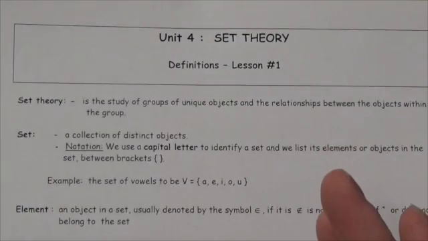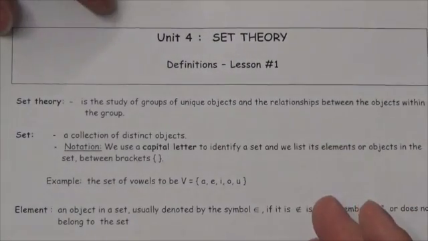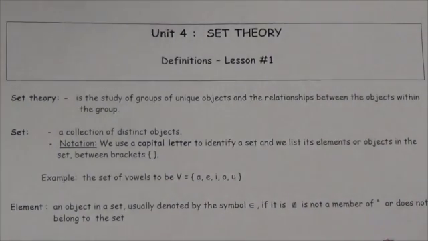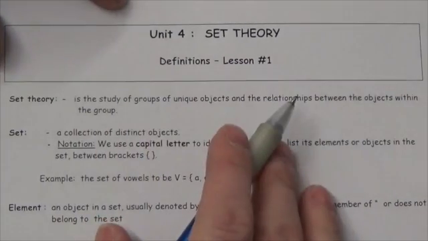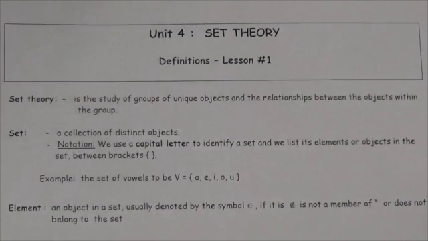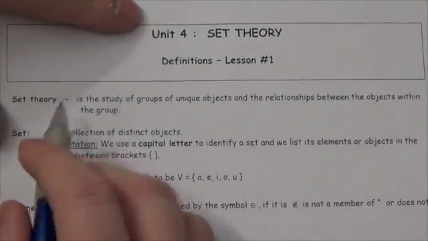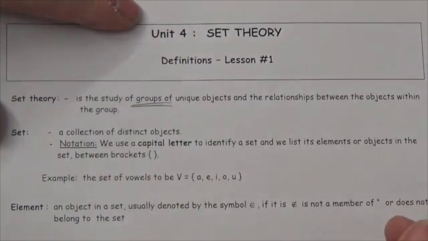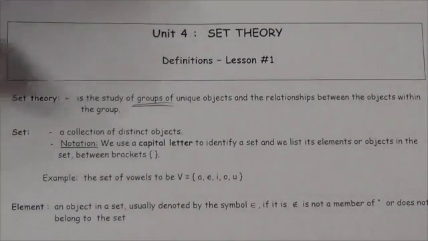So in this chapter, we're going to look at a different branch of mathematics than anything you would have looked at previous to this point here. But don't let that throw you off here. In many ways, when we talk about set theory, we're talking about a form of mathematics that's actually very instinctive. What it says right here is it's a study of the groups of unique objects and the relationships between objects within the group here.